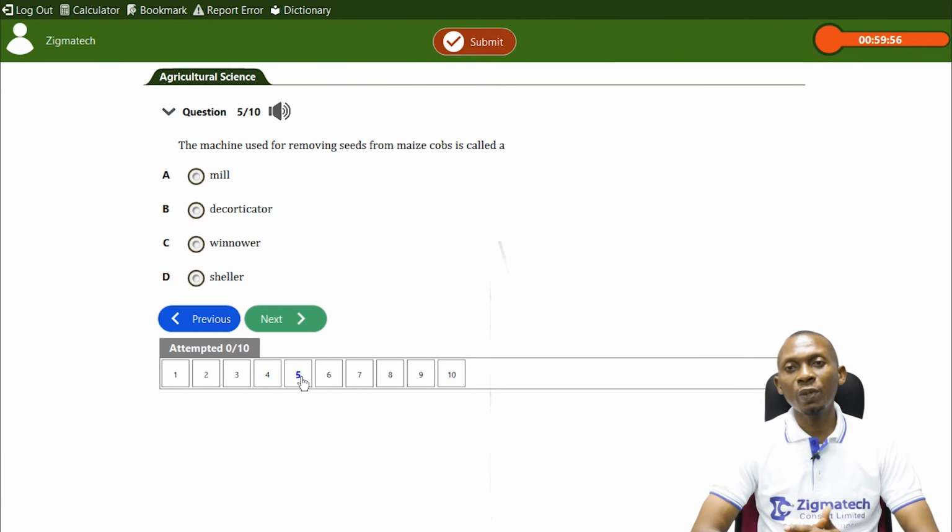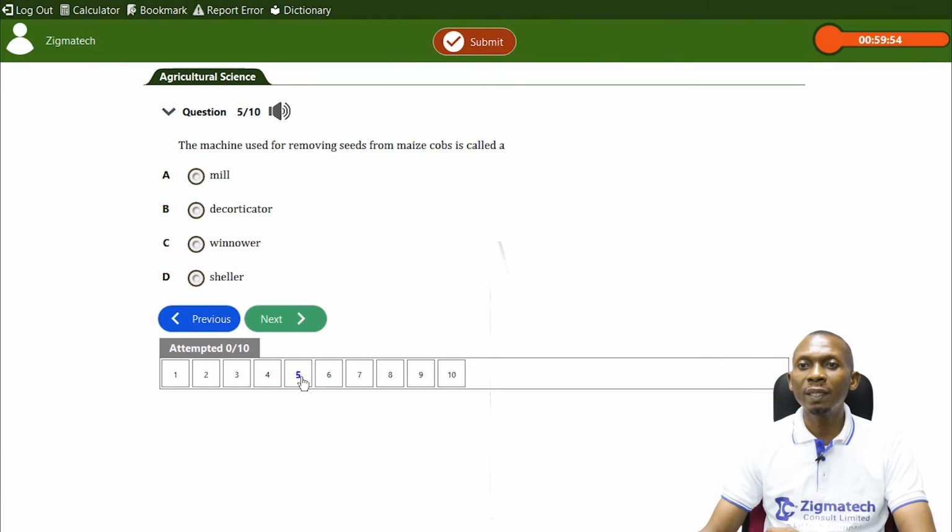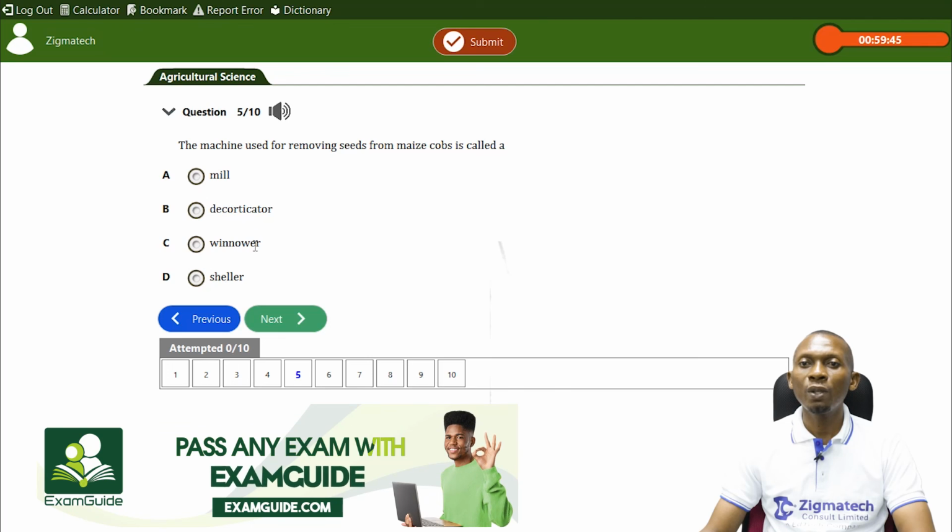The question says, the machine used for removing seeds from maize cobs is called A, mill, B, decorticator, C, winnower, D, sheller. When I talked about the sheller, I specifically mentioned maize. So the answer is a sheller.